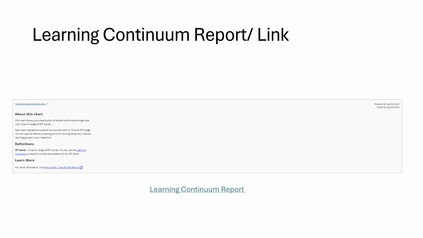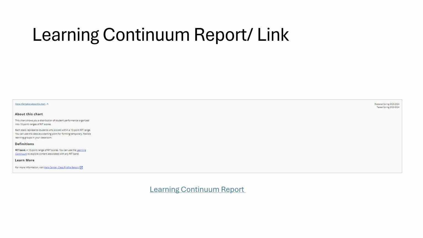It tells you about the chart, so it tells you that the students are grouped by performance, organized into 10-point RIT bands. Each stack represents students who scored within that band, and you can use the data as a starting point for forming temporary flexible learning groups in your classroom. It gives you the definition of a RIT band. It gives you a link for the Learning Continuum report. And it also gives you a link to the Help Center for the Class Profile Report.